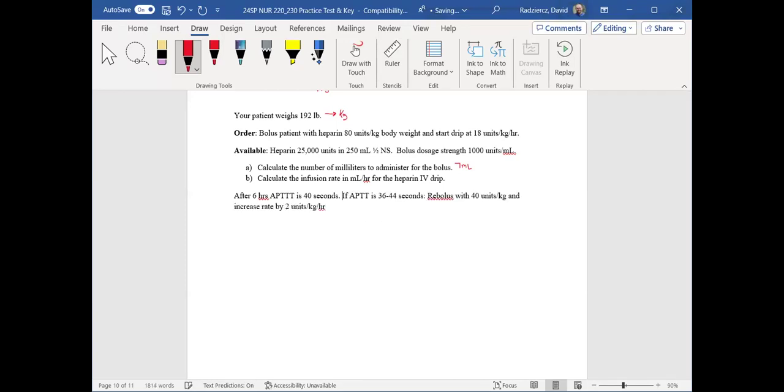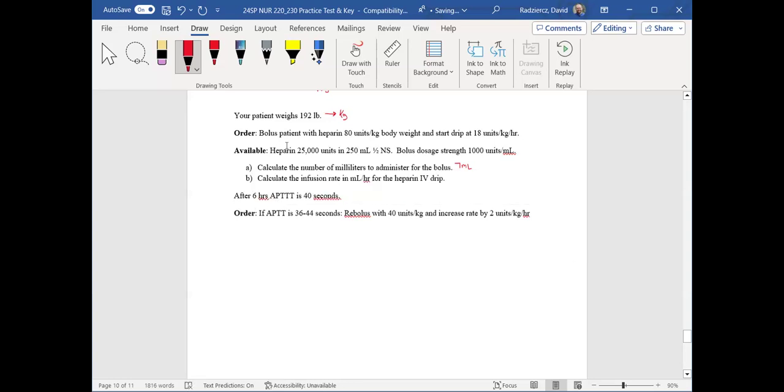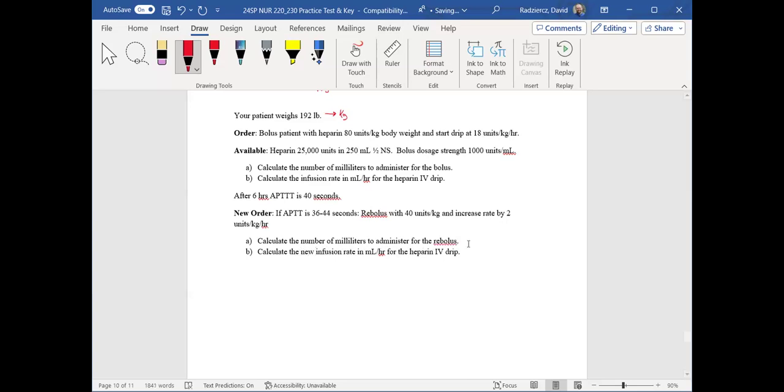If APTT is 36 to 44 seconds, so this is technically your order. Your available is still, so we'll even call this the new order. Your available is still the same. The patient weight is still the same. So we're going to do the same thing. We're going to calculate the new patient weight, calculate for the rebolus, and then calculate the new infusion rate. Okay.